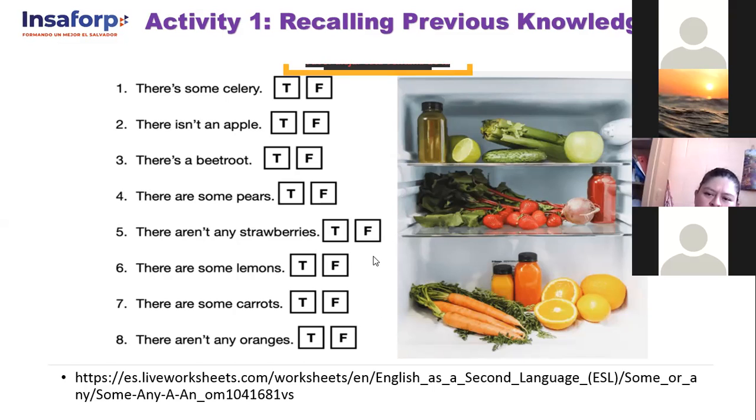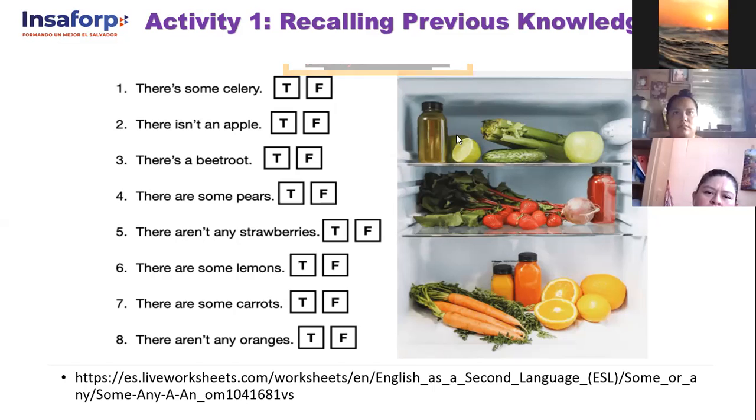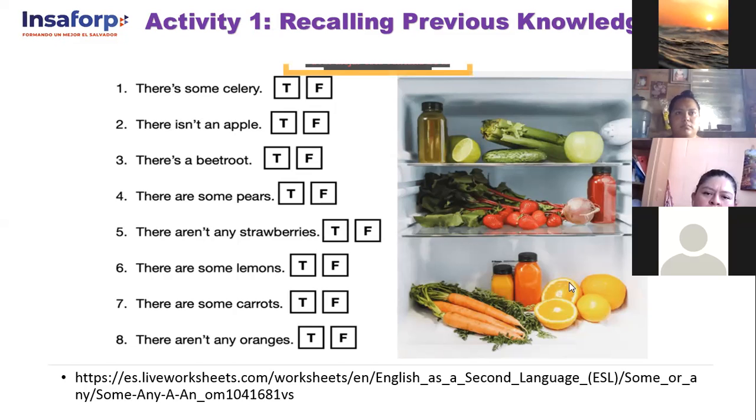Great, great. What other sentences can you make? What else can you see here? For example, there is a cucumber. There are some apples, right? What else can you mention?